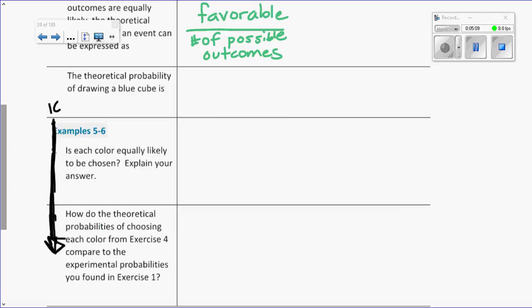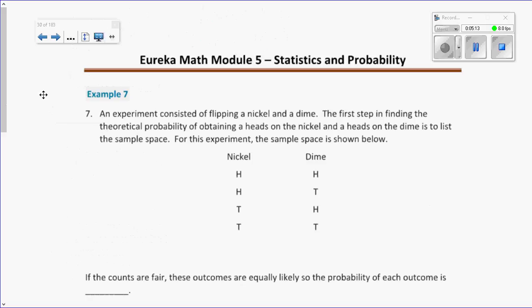All right, let's flip over to page 29. An experiment consisted of flipping a nickel and a dime. The first step in finding the theoretical probability of obtaining a heads on the nickel and a heads on the dime is to list the sample space. Remember, the sample space is all possible outcomes.